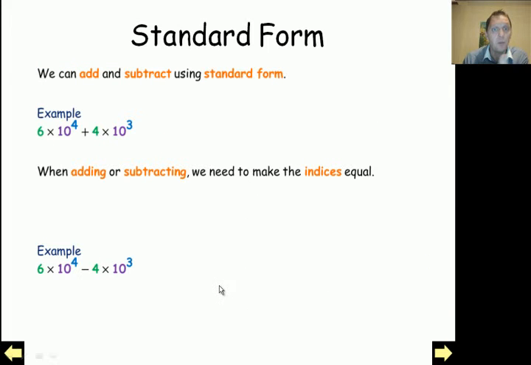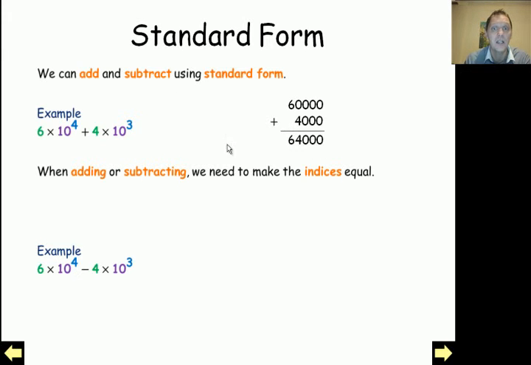So we can add and subtract anytime that we're dealing with standard form. So here I've got 6 times 10 to the power of 4 plus 4 times 10 to the power of 3. Now some people like to actually write these numbers out completely. So if I was to write my 6 times 10 to the power of 4, that will be 60,000. And my 4 times 10 to the power of 3, that's going to be 4,000. Adding these together will be 64,000. But anytime that we get a question like this, normally it asks us to leave our answer in standard form. So we've got to convert this into standard form.